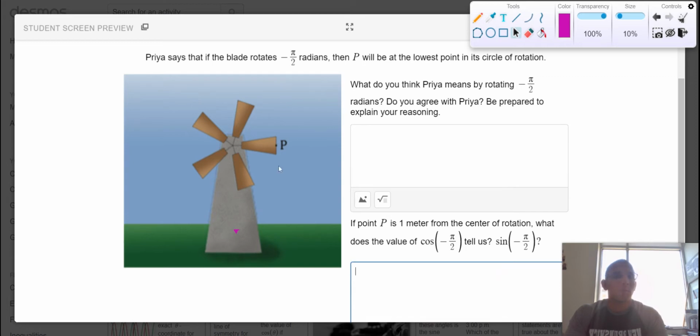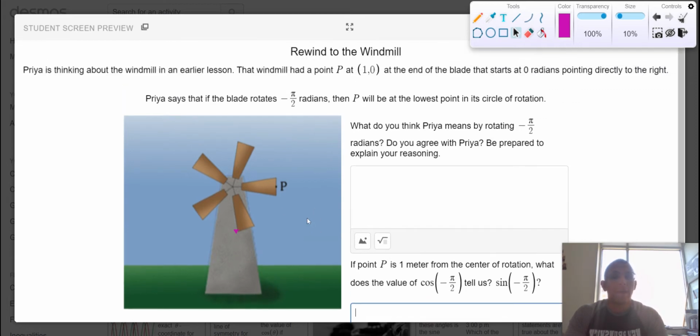So if point P is 1 meter from the center, then we have a unit circle type behavior here for the windmill. So we should actually be able to interpret, not a specific numerical value because we don't know how high this windmill is, but at least describe the new distance compared to the original point P.